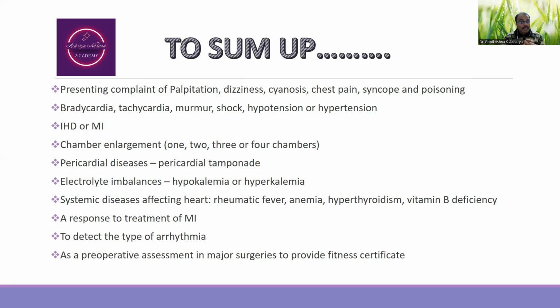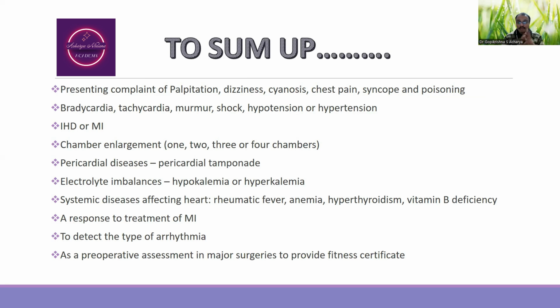When the person is having bradycardia, wherein the heart rate will be less than 60 per minute. In cases of tachycardia, when the heart rate is more than 100 beats per minute. When the person is having a murmur, either systolic or diastolic. In cases of shock, where the person is having reduced input of blood into the heart and reduced output also, in those situations. That means circulatory shock or hypovolemic shock. When the person is having hypotension or hypertension, we are going to advise an electrocardiogram.